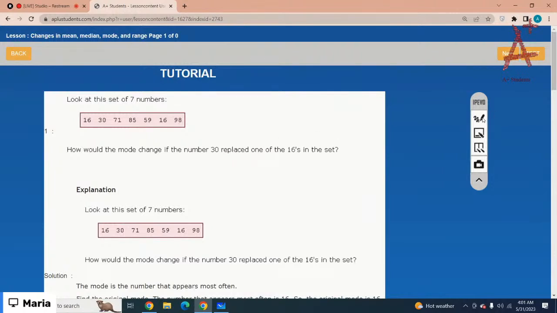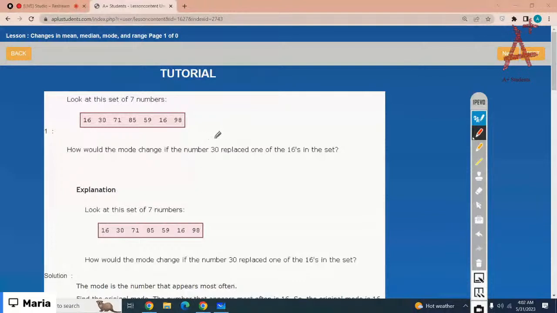Just look at the given data set. The data set is 116, 30, 71, 85, 59, 16, and 98. How would the mode change if the number 30 replaced one of 16s in the set? You have to replace 16 with 30. Let's suppose you replace like this. Got it? So mode is the number that appears most often in the data.